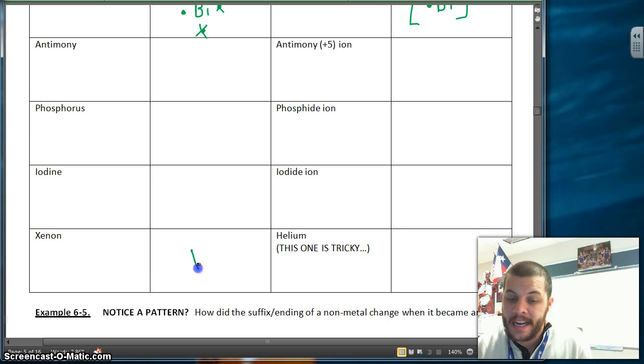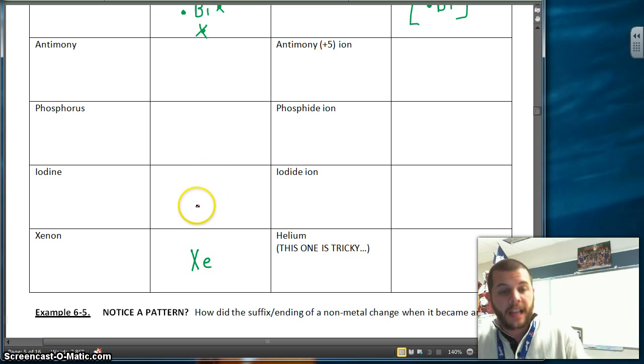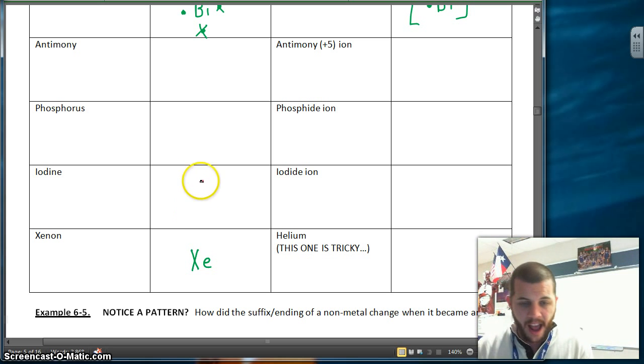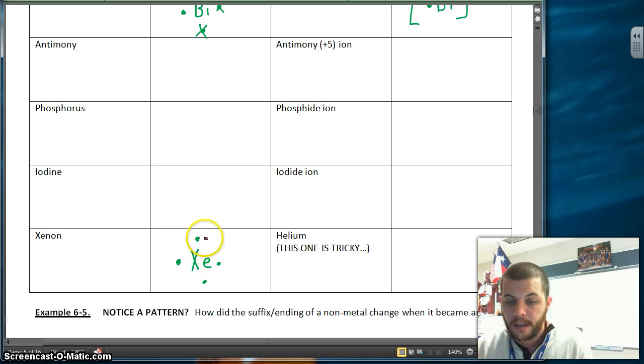Xenon is in group 18. It's a noble gas. And so noble gases, we know, have a full octet. They have a full valence shell, which also means that it has 8 electrons. And since it's in group 18, last digit, we know that group 18 is going to have 8 electrons. So I'm going to give this 1, 2, 3, 4, 5, 6, 7, 8 electrons.